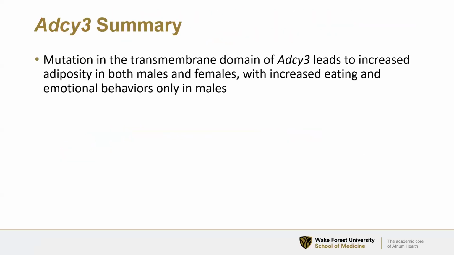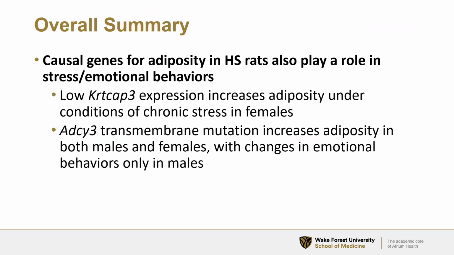So now I'm on to the summaries. Mutation in the transmembrane domain of ADCY3 leads to increased adiposity in both sexes, increased eating and emotional behaviors only in the males. And so the overall summary is that the genes we've identified for adiposity are also playing a role in emotion behaviors, which is very exciting for me. So that's what I care about. And we are digging into these to figure out why.